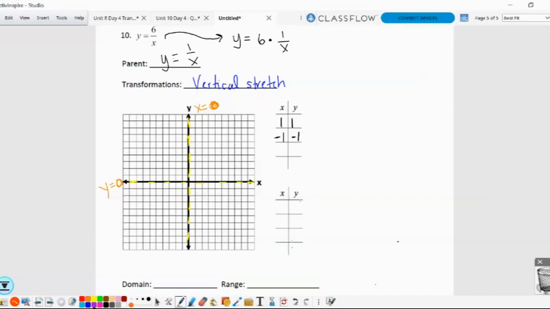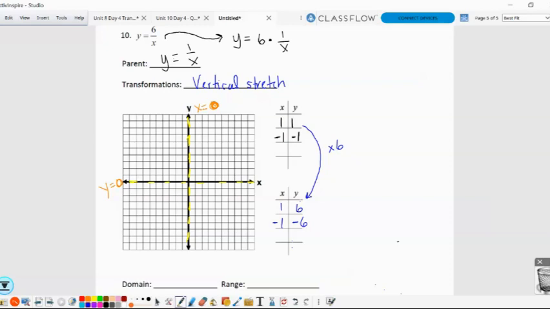All right, now we only have one thing happening. We only have a vertical stretch. That tells us we should multiply our y values by 6. 1 times 6 is 6. -1 times 6 is -6. And the y values don't change. It's still 1 and -1. So we multiplied y values by 6.